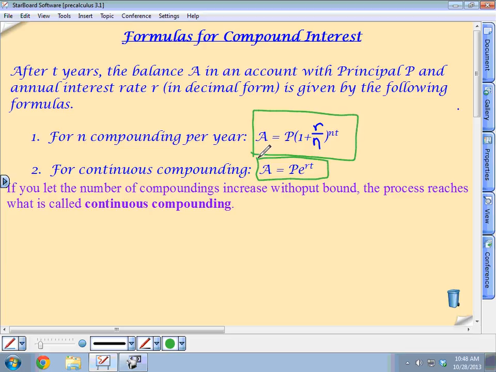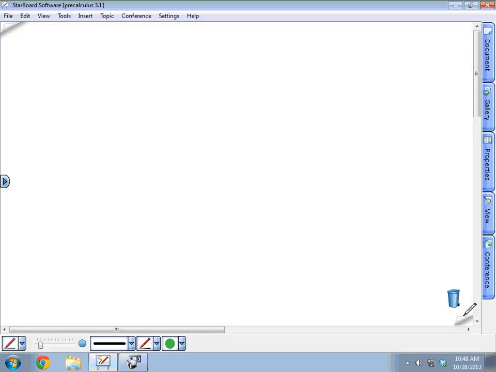Okay, so you need to know whether you're continuously compounding, or if there's an n, that means there's a set number of times. So if I was compounding once a year, my n would be 1. Okay, and I think that is all there is in this section. But we're going to do some examples.